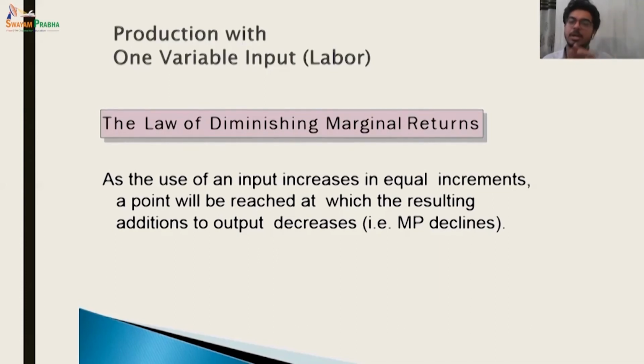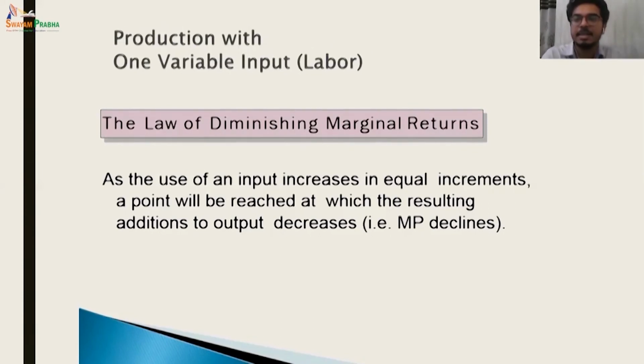So whenever you are increasing your input in equal amounts, let's say one unit, one lever, one lever, one lever. So 0, 1, 2, 3, it increased, and after 4, it is decreasing. So it reaches a point after which the addition to output decreases. And that is the marginal product that declines.